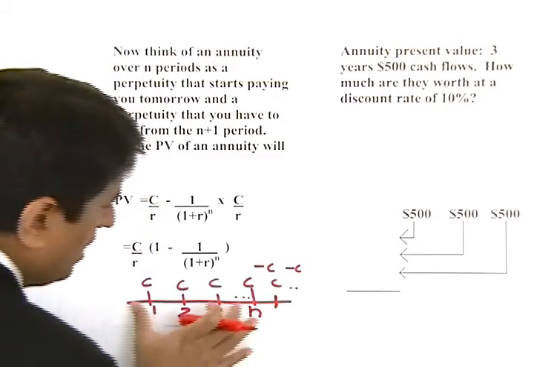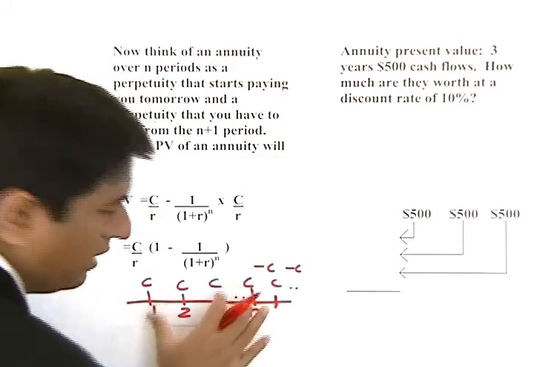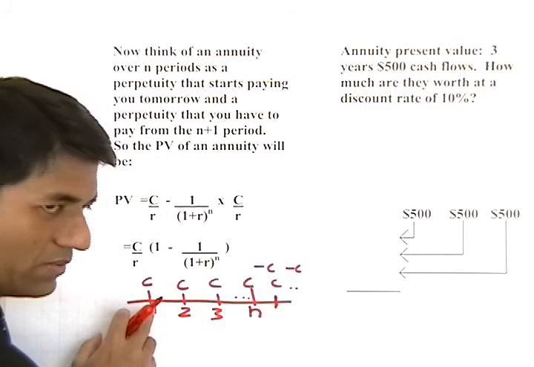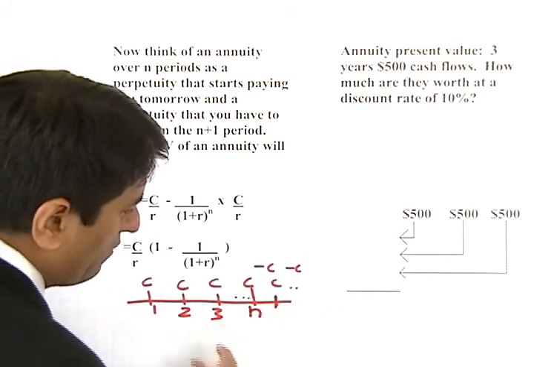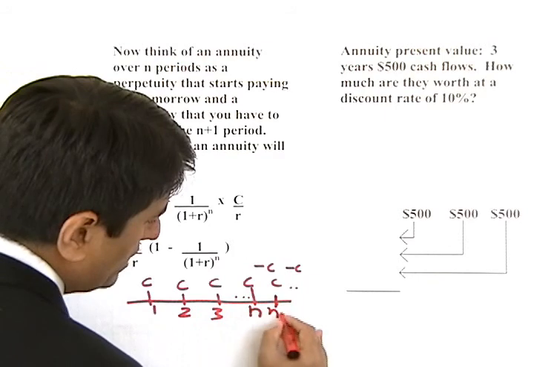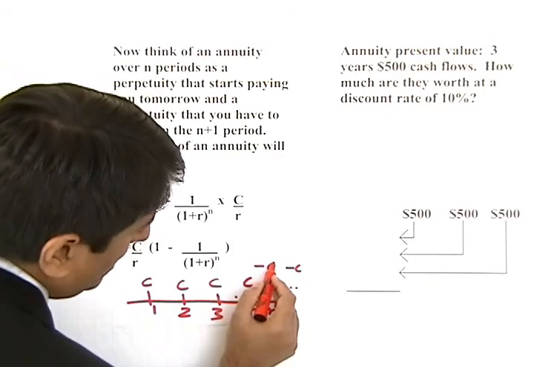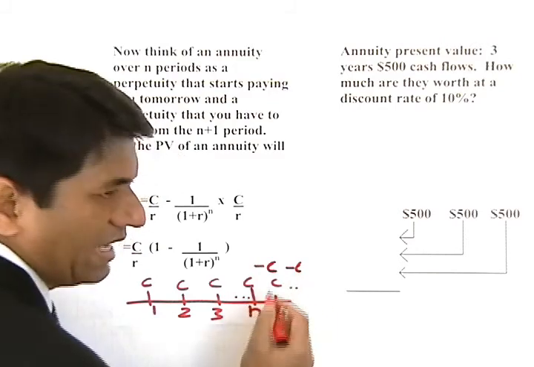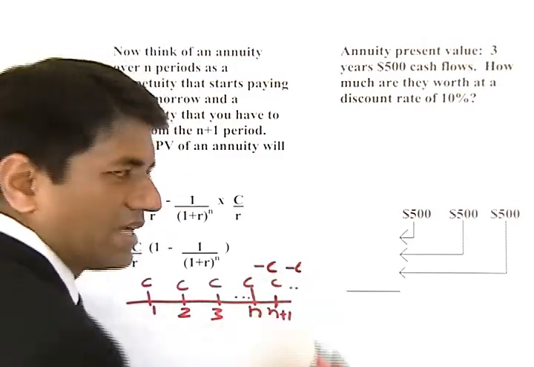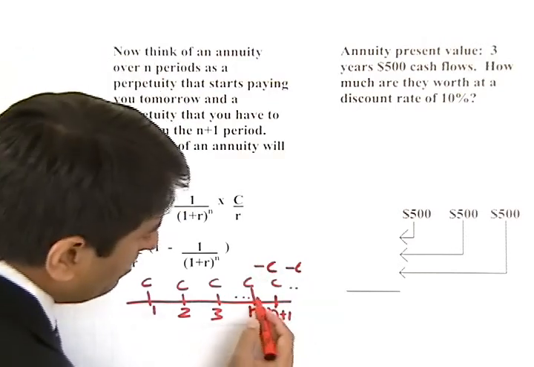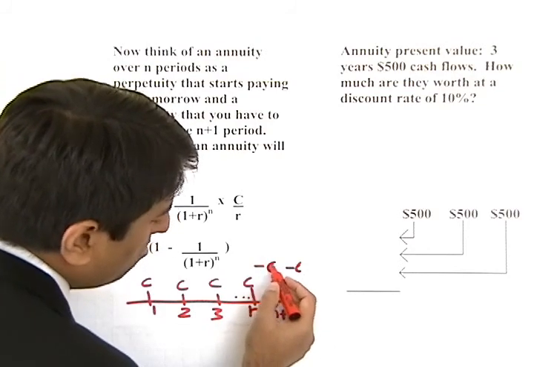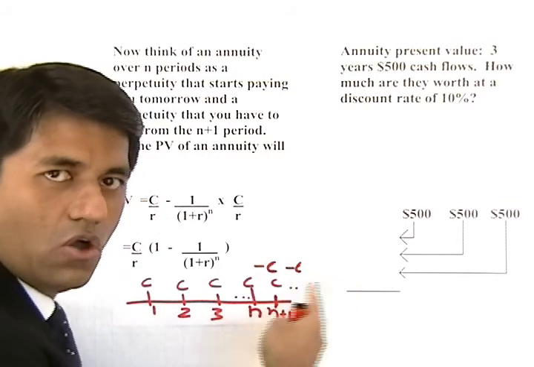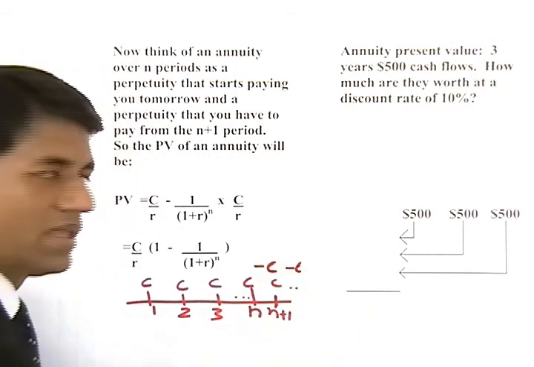So, if you have these two perpetuities, the first perpetuity starts at period 1, goes on forever. The next perpetuity starts at period n plus 1 and it has an amount negative C as the cash flow. So from period n plus 1, minus C and plus C are going to cancel out. So you're going to have 0 in the net.